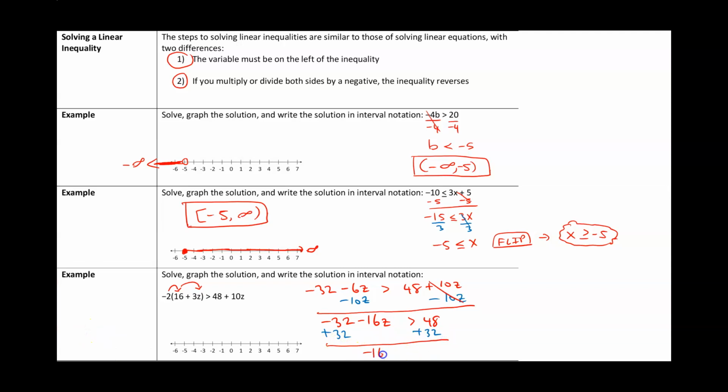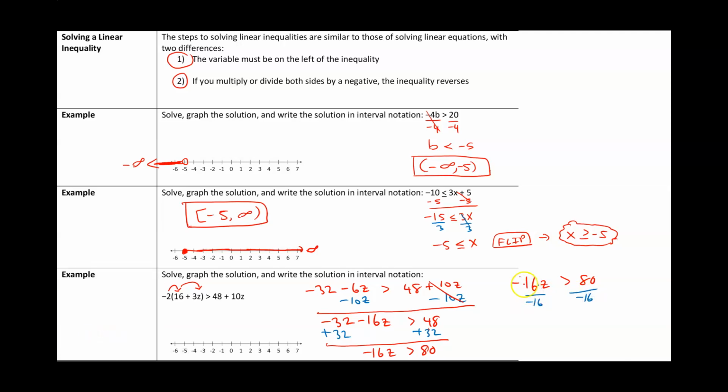So on the left side, we have a negative 16z, and on the right side, we have positive 80. Okay, so I'm going to rewrite this over here. I have a negative 16z, and that is greater than positive 80. Now, how do I get the z by itself? Well, the z is being multiplied by negative 16, so we divide both sides by negative 16.